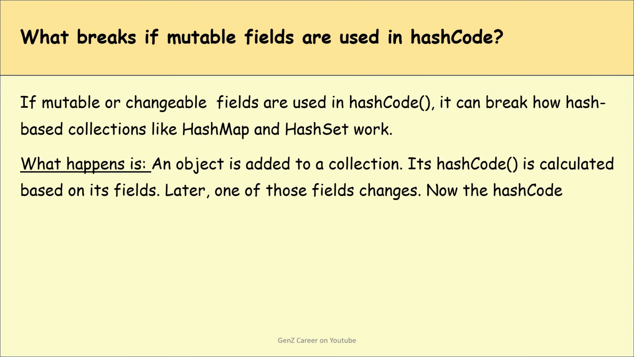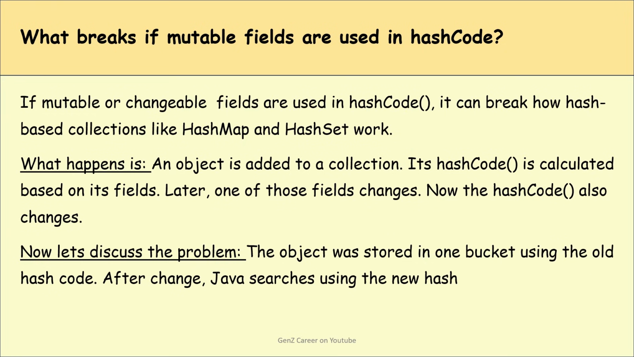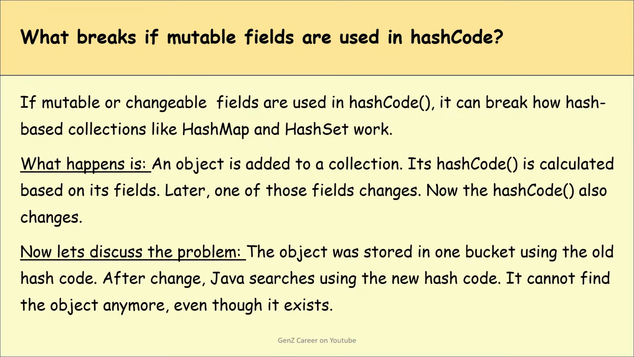Later one of those field changes, so now the hash code also changes. Now let's discuss the problem. The object was stored in one bucket using the old hash code. After the change, Java searches using the new hash code and it cannot find the object anymore even though it exists.